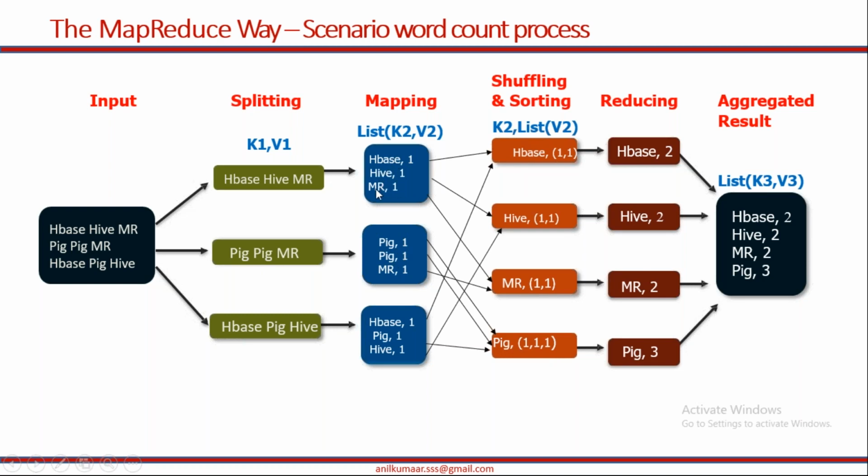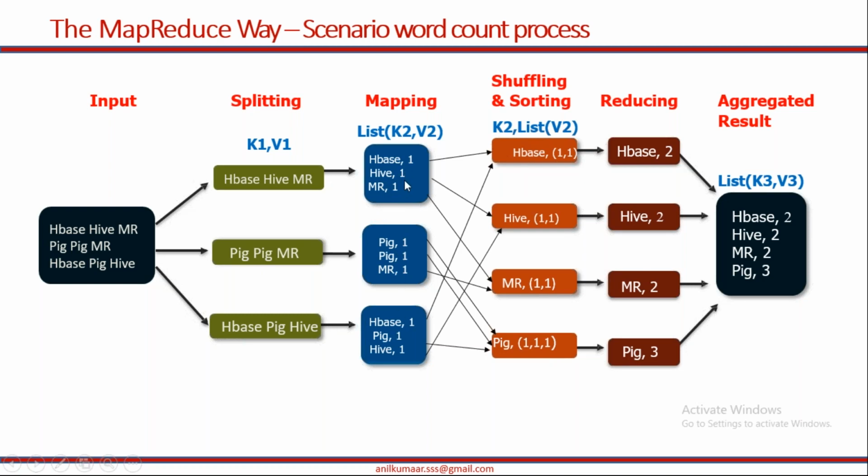For example, here these three are individual keys, HBase, Hive, MR, so you cannot do any aggregation here. But look at this block: p comma 1, p comma 1, and mr comma 1. Here itself you can do the local reducer job simply by saying p comma 2. So this is nothing but the local reducer job. Overall we'll be forwarding the data to the reducer level, but before that, if you introduce the combiner, based on the key it will generate the aggregated result at the block level itself.